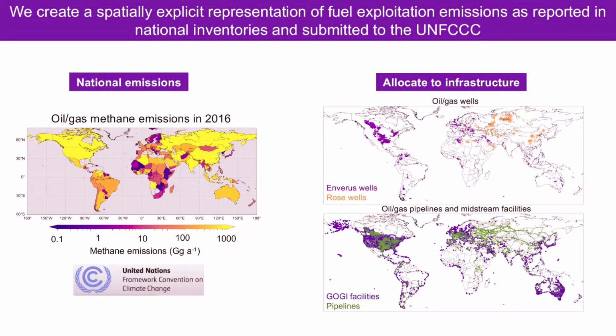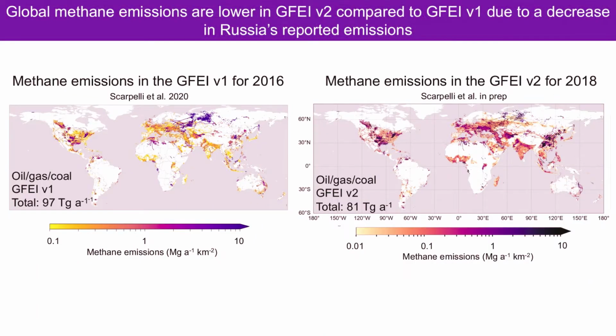And so on the right, I'm showing some examples of the geospatial data that we use to distribute emissions, like wells or oil and gas pipelines or facilities like processing plants, refineries, compressor stations, etc. And so once we do all that, then we can produce a gridded inventory. On the left map here, I'm showing our inventory product that was produced. And so this is oil, gas, and coal exploitation emissions for 2016. And so we started referring to this inventory as the Global Fuel Exploitation Inventory, or GFEI.